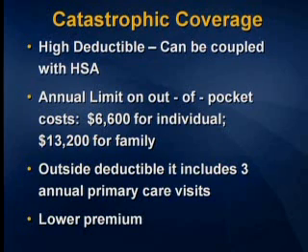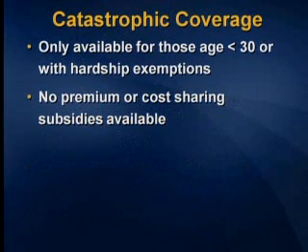But its availability is limited. Again, it's available for people under 30 or people with hardship exemptions, financial hardship exemptions. But the key on this is there's no premium or cost-sharing subsidies available. So you may be better off to buy a silver plan and get a subsidy, and we'll talk about subsidies in a minute. But these plans are available, and the idea was this would entice young people to sign up because it's cheaper. It's got lower premiums. And if you don't think you're going to get sick, maybe it doesn't bother you that you have a high deductible.